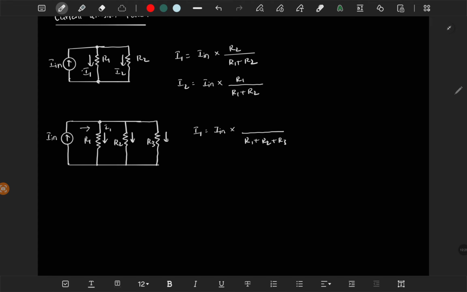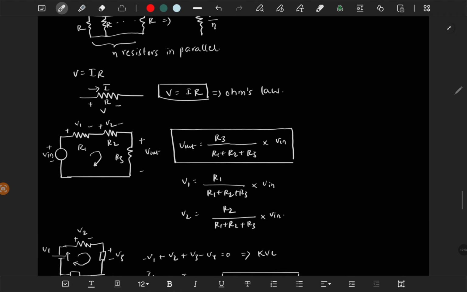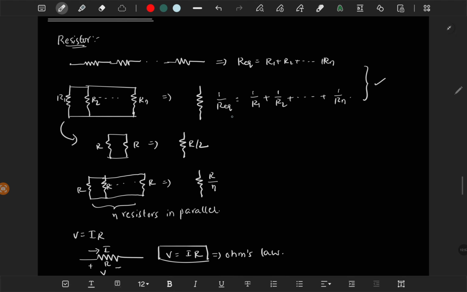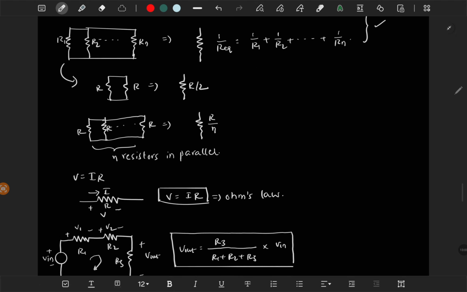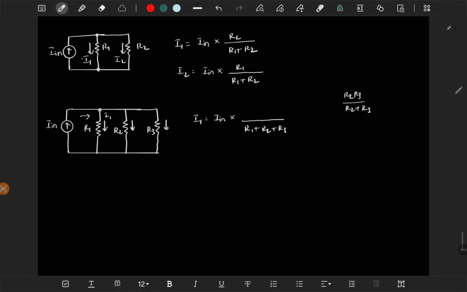This is simple. Then what is the opposite resistance? Is it R2 or R3? It should be equivalent, right? These two are in parallel. If you want to write it as one resistance, then you have to write R2 parallel R3. R2 parallel R3 is R2 into R3 by R2 plus R3. If you substitute in the expression 1 by R equivalent is equal to 1 by R2 plus 1 by R3, then you will get R2 R3 by R2 plus R3. So I'm just writing this as R2 parallel R3 by R1 plus R2 plus R3.